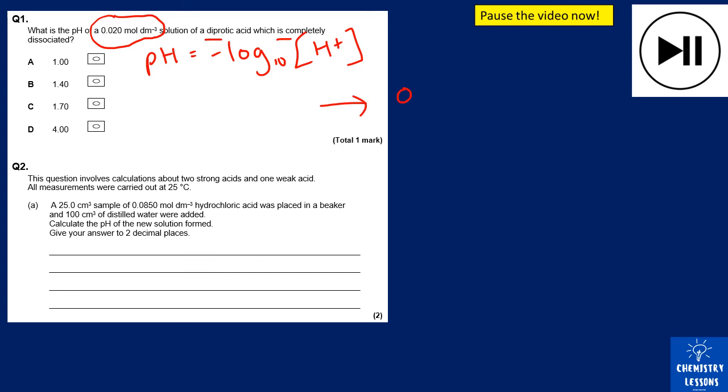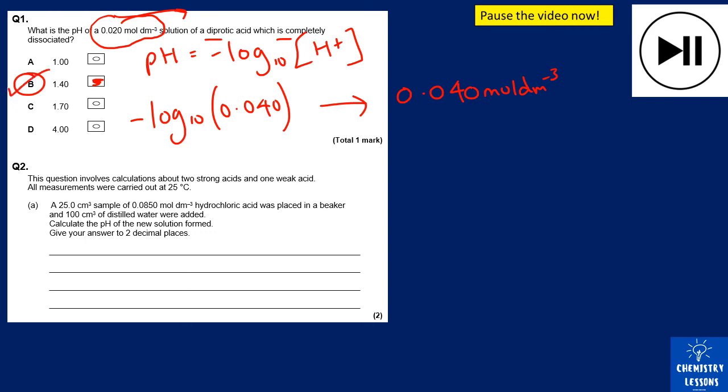That means that the H plus concentration is 0.040 moles per decimeter cubed. Because it's a diprotic acid, 1 mole of acid will release 2 moles of H plus. So I've had to double this value here. It's a strong acid, it's fully dissociated. And now minus log to the base 10 of 0.040 comes out at 1.397 something, which to 2 decimal places is 1.4. Correct answer here is B.